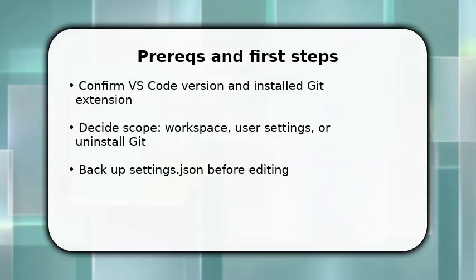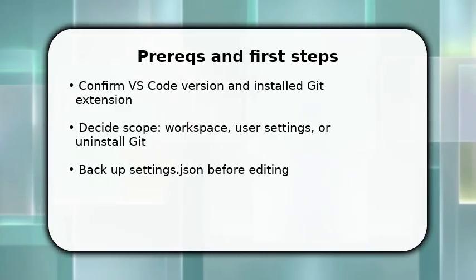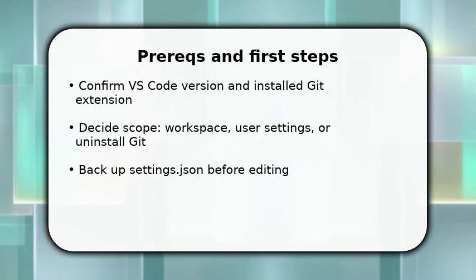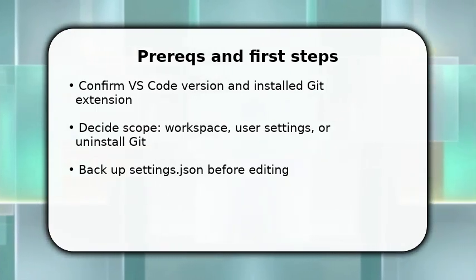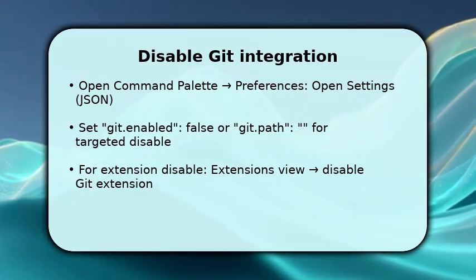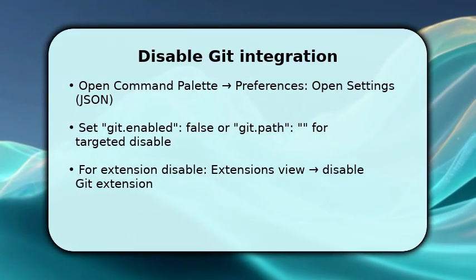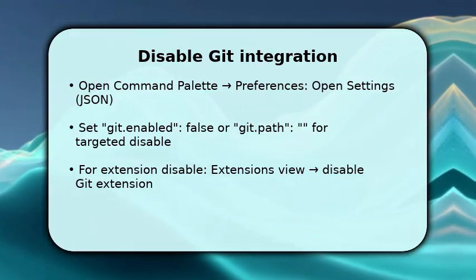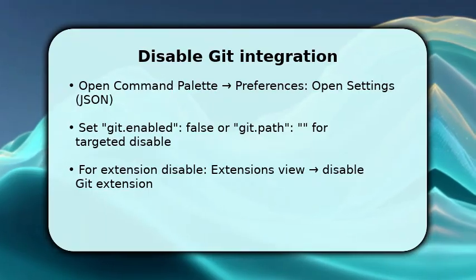Now open the command palette and navigate to Settings to begin changing the Git integration settings. This is the first actionable change. You open Settings (JSON) so changes are explicit and reversible. Change git.enabled to false to stop VS Code from activating its Git features, or set git.path to an empty string to prevent it from finding a Git binary.